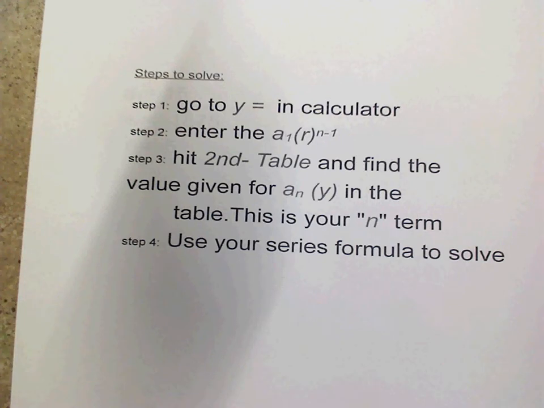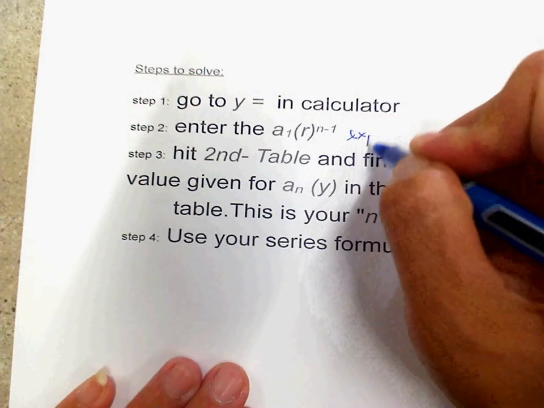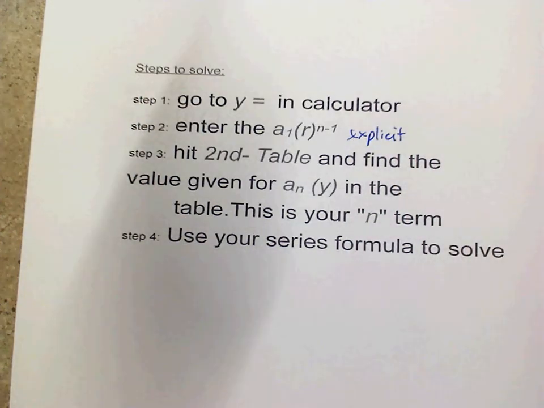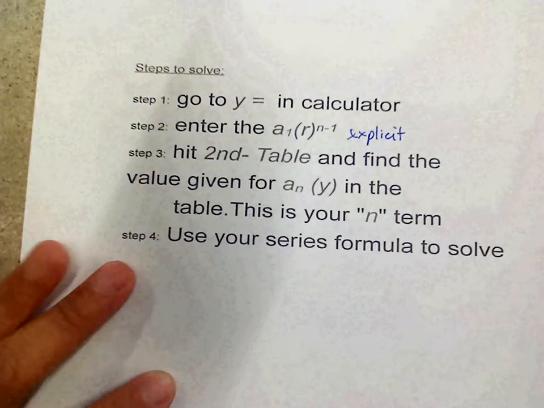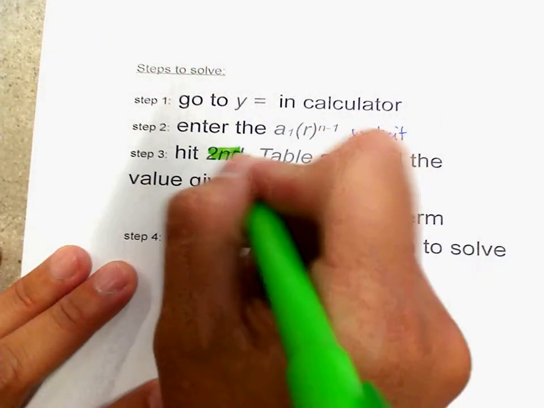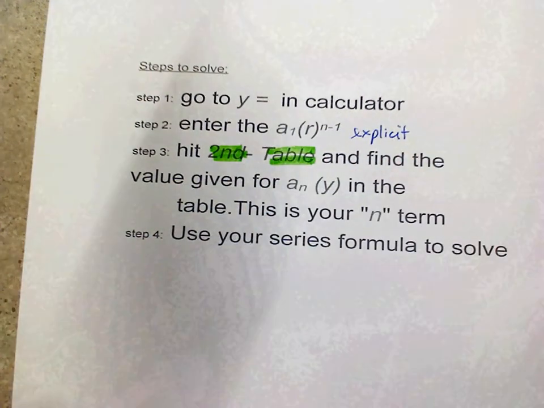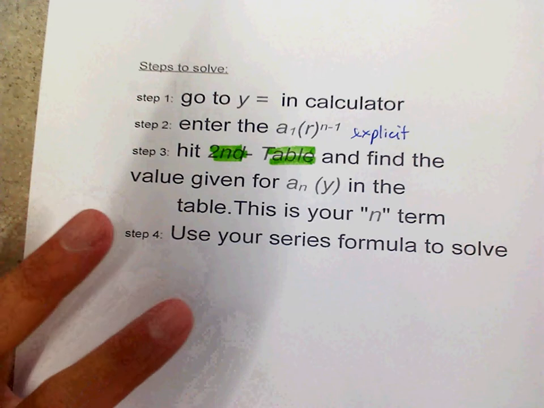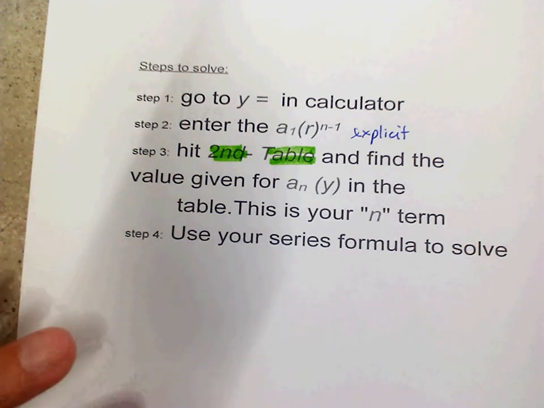Number 2, enter it into your calculator next to the y equals. This is your explicit formula. Okay? You're going to hit second, and then table, and you're going to find your y. Under the x is your n term, and then you're going to use a series to solve. So I'm going to give you guys a moment to copy that down.